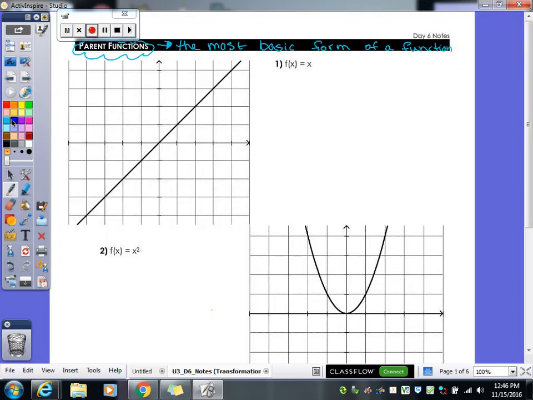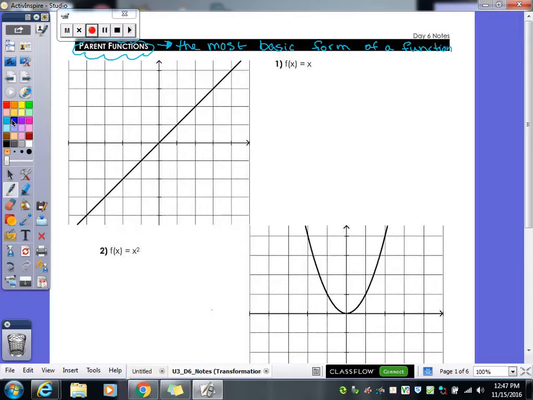So every kind of function that we have has a parent function, our most basic form of it. And then all of the other functions in that family are just that parent function moved around your graph. Moved up, down, left, right. They made it wider. They made it more narrow. They shrank it. All that good stuff. But it all goes off of our basic parent function.